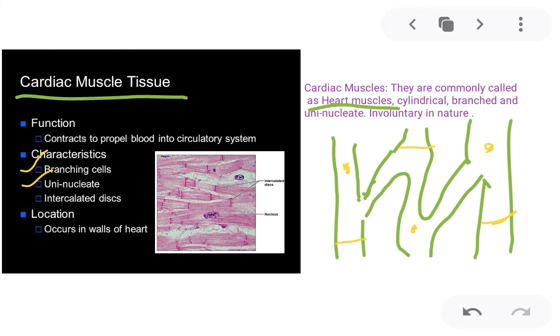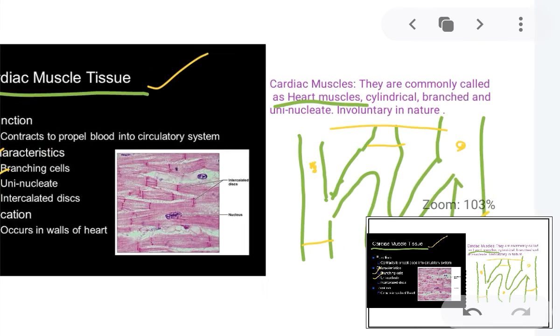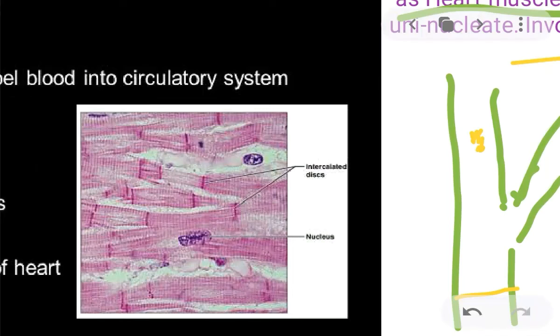Cardiac tissue also performs involuntary actions, because can you control heart movement? No, the movement of the heart we can't control. So the cardiac tissue function is involuntary in nature, and especially the functioning of the heart, the rhythmic movements of the heart, is under the control of this cardiac tissue. You can even check this microscopic view. This is the microscopic view.